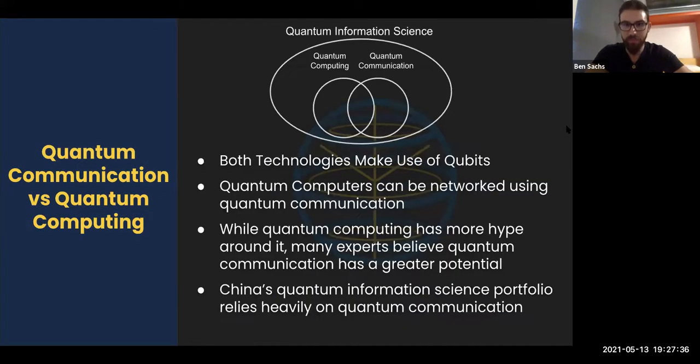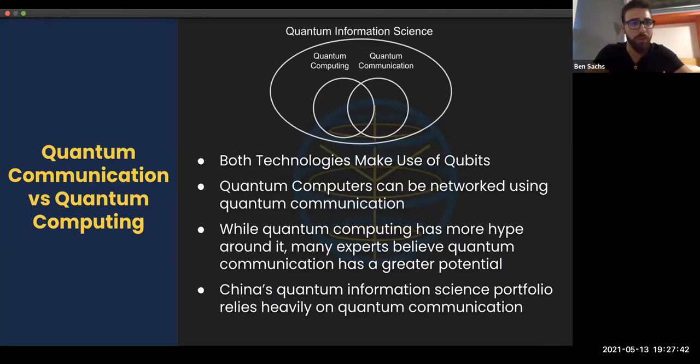And then just a distinction of the difference between quantum communication and quantum computing. Quantum communication also makes use of qubits, which are the basic unit of quantum computing, and quantum computers themselves can be networked using quantum communication. However, when we're talking about quantum computing, we're talking about running algorithms. We're taking a bunch of qubits, entangling them in different ways, performing manipulations on them. We have some interference effect that is going to yield a result.